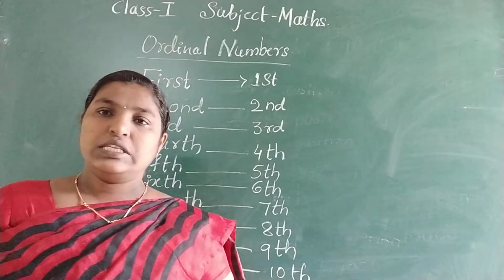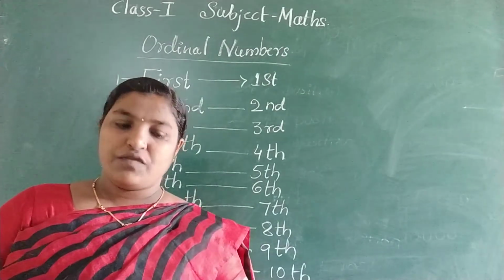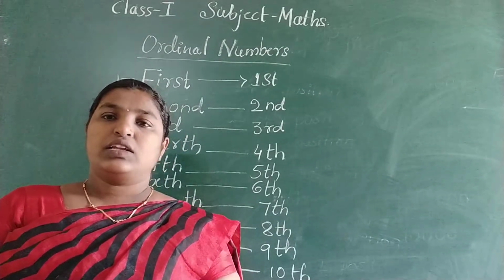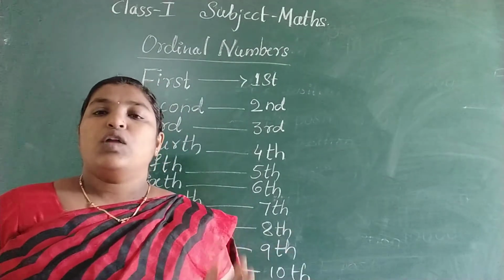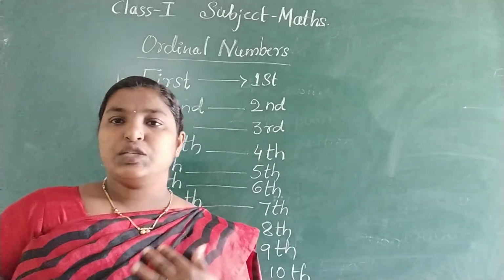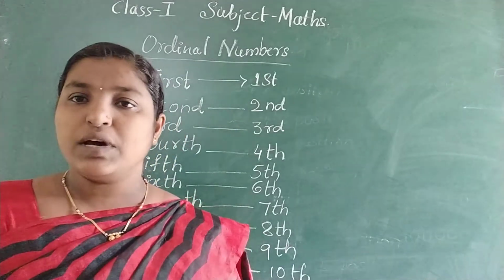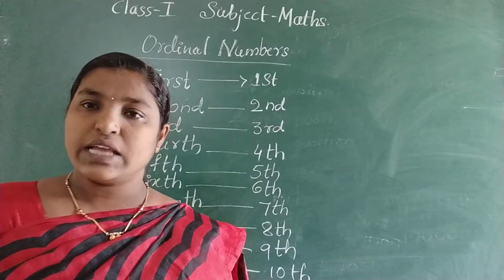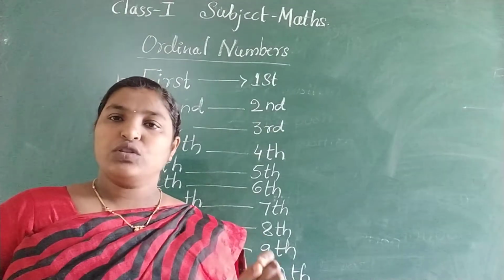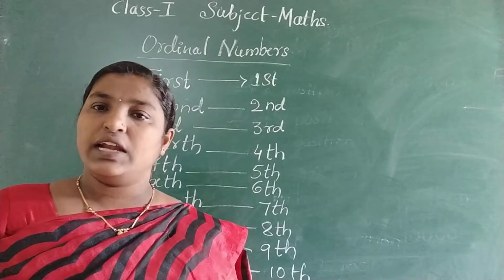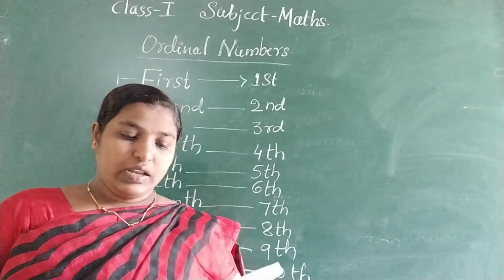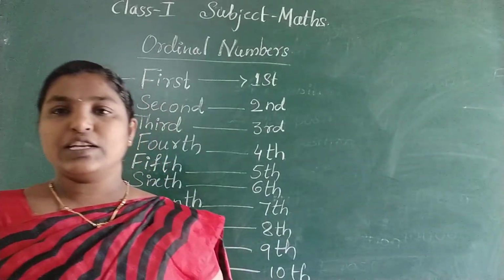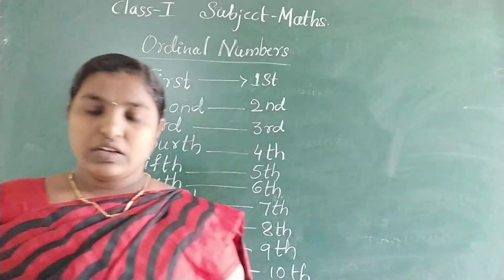So these are the ordinal numbers from 1st to 10th. So your work is to learn by heart the spellings of ordinal numbers. F-I-R-S-T, 1st, S-E-C-O-N-D, 2nd, 3rd, 4th, 5th, 6th, 7th, 8th, 9th, 10th. And then the full forms and short forms you have learned now.